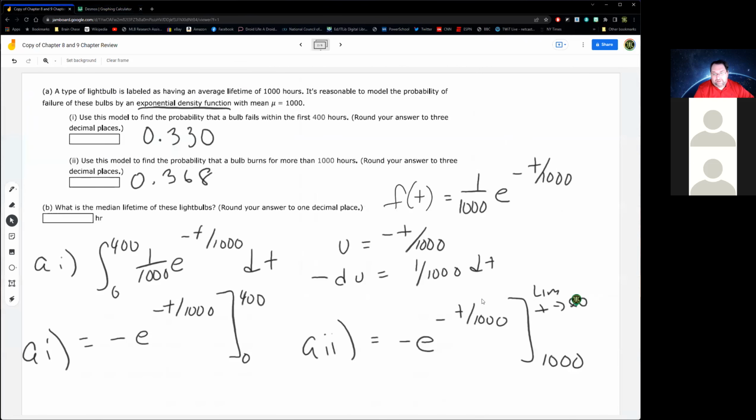So then the second one was negative e to the negative t over 1,000 from 1,000 to the limit as t goes to infinity, which is 0. So are those the final answers, 0.330 and 0.368? Yep.